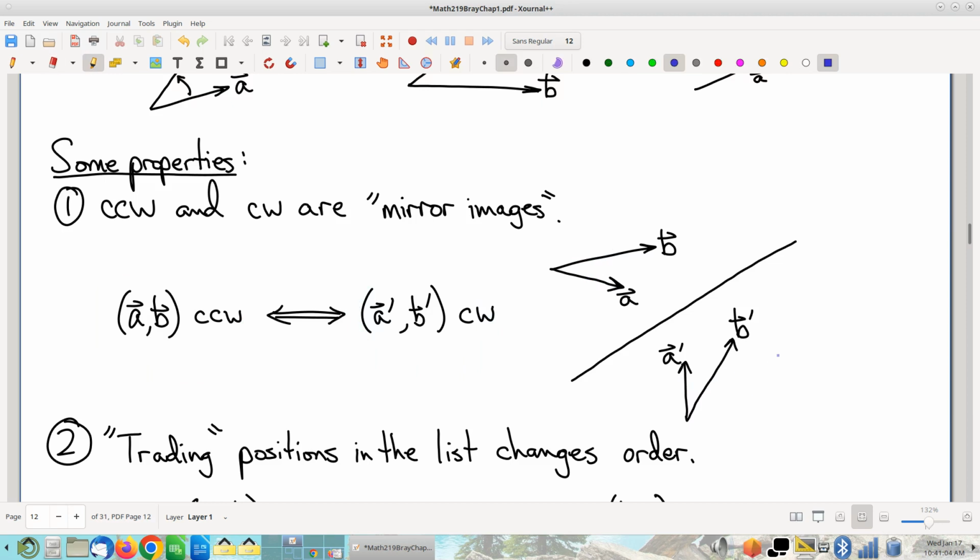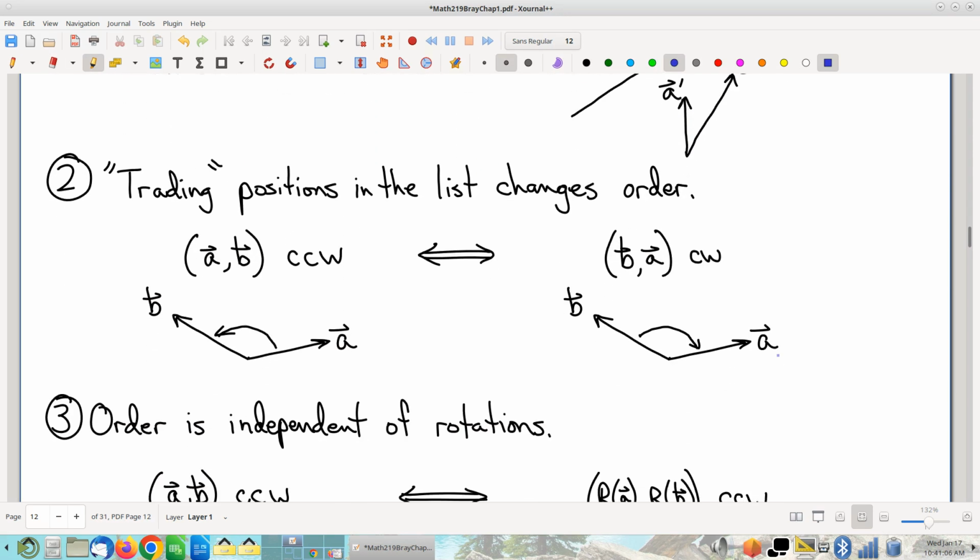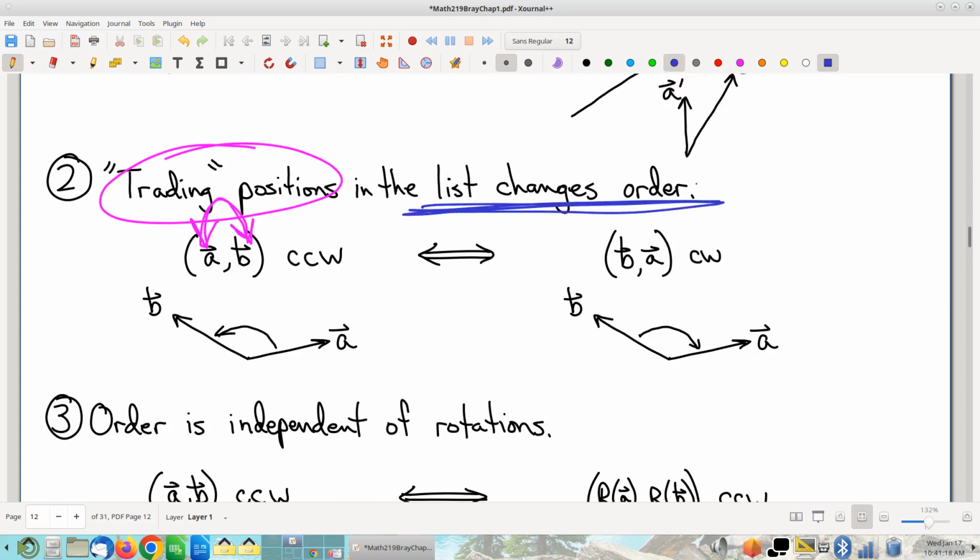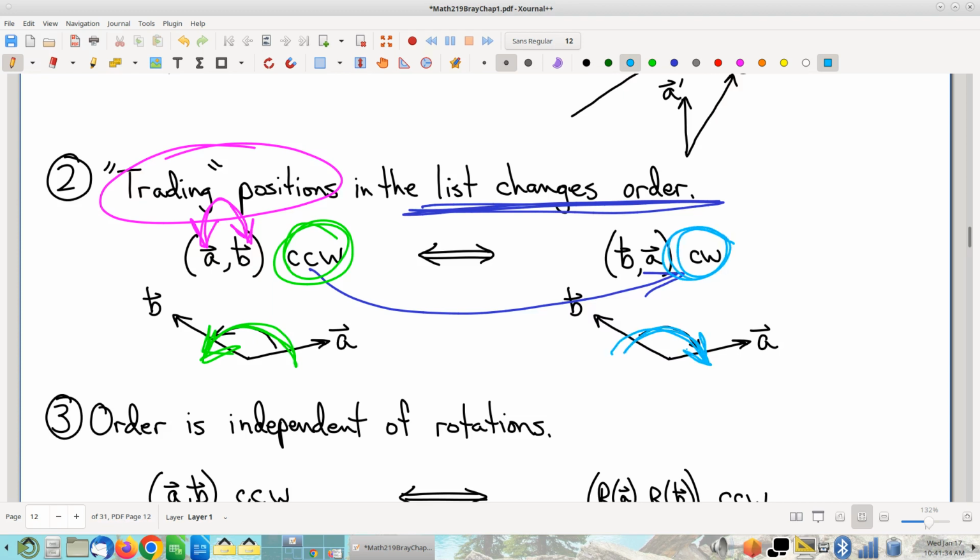Nice. Notice that if you trade the positions of the vectors in the list, if you put A where B was and B where A was, right, then that makes the list change order. So what had been a counterclockwise list, right, so this is counterclockwise, becomes a clockwise. Yeah. Okay.